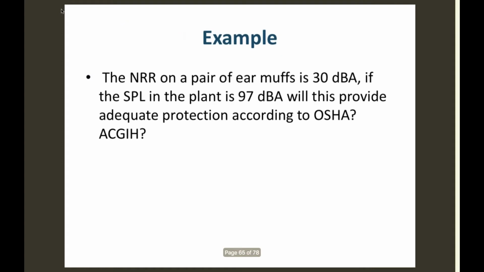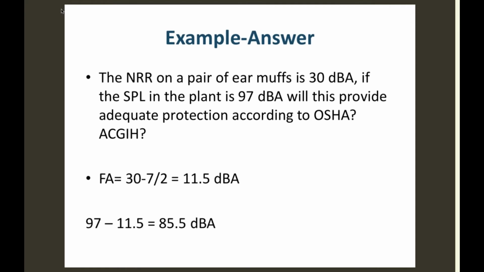Right? Okay. So the noise reduction rating of a pair of earmuffs is 30 decibels. If the sound pressure level in the plant is 97 decibels, will this provide adequate protection according to OSHA or according to ACGIH, which is the same as NIOSH, I believe? Okay, so what would be the functional field attenuation, the amount of decibels that would reduce the sound, for a pair of earmuffs with that noise reduction rating? So 30 minus 7, right? 23 divided by 2, 11 and a half. We're starting at 97. What are you down to? That's 85 and a half, right?